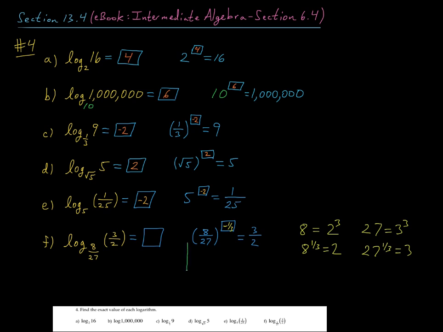This one's a little bit trickier. So just to verify that this in fact is working, if I raise 8/27 to the minus 1/3, first it would flip over the fraction, in other words take the reciprocal, and then it's going to take that 27/8 and raise it to the 1/3 power. Now take 27 to the 1/3 and 8 to the 1/3, and I am in fact going to get 3/2. So our answer there would be minus 1/3.